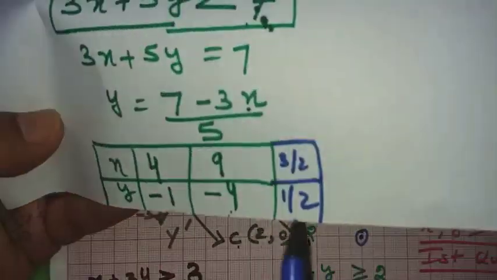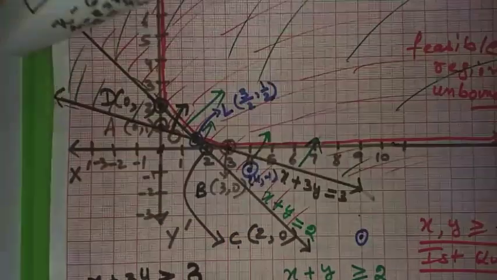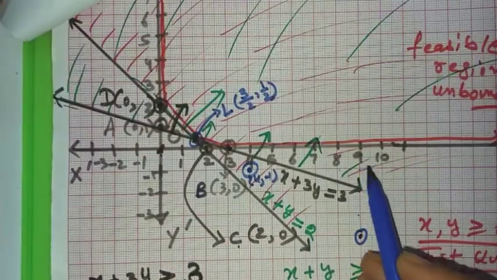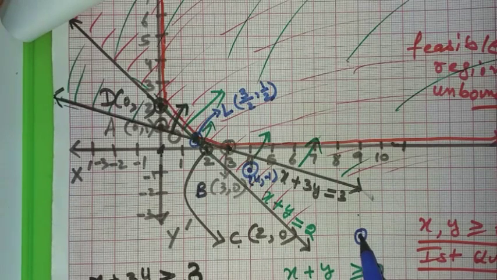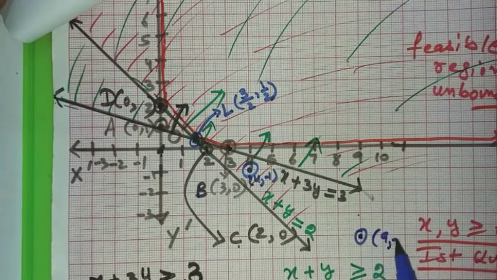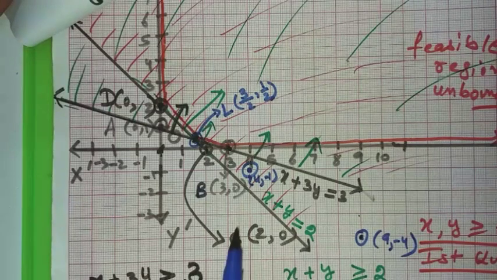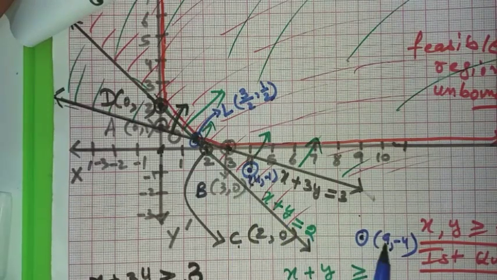And the second point that I have to plot is 9, minus 4. So 9, then 1, 2, 3, 4 in the negative direction. This is the point 9, minus 4. Now I will join, you can see these blue points. I have to join these blue points to get this inequality.